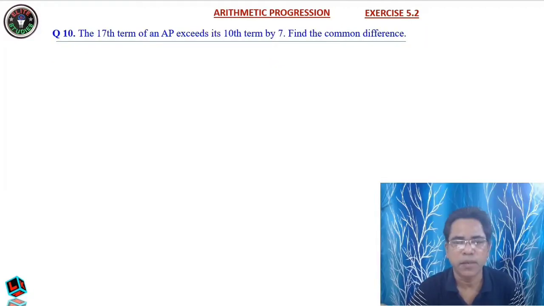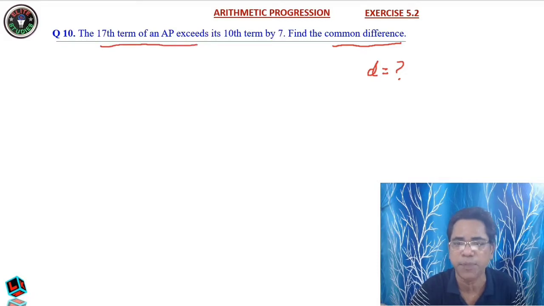Question number 10. The 17th term of an AP exceeds its 10th term by 7. Now what is the common difference? So you have to find the value of d. Because common difference is represented as d, we have to get the value of d is equal to what? And since there is only one variable, we need to frame only one equation, isn't it? So from where can we get the equation? The 17th term of an AP exceeds its 10th term by 7.